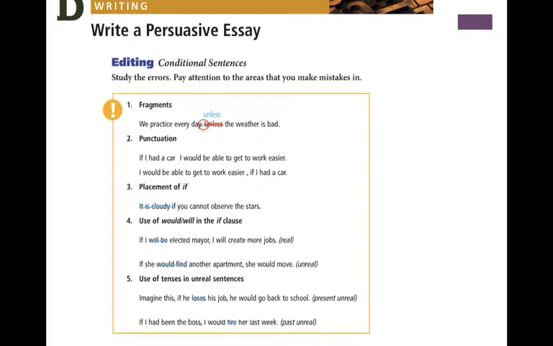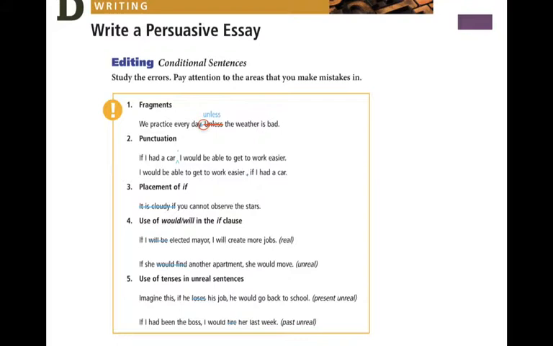Let's look at number 2, punctuation. If I had a car, I would be able to get to work easier, period. Here we need to add something. We need to add a comma after the word car. That's the end of the dependent clause, the if clause. Remember, when a DC, a subordinate or dependent clause, comes first, then you need to put a comma after it before the independent clause, or the result clause in this case.